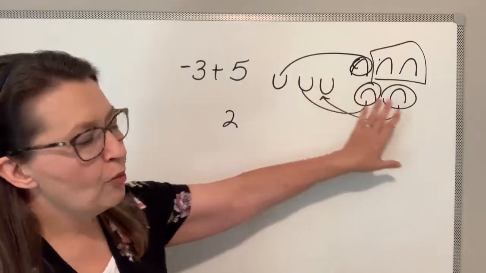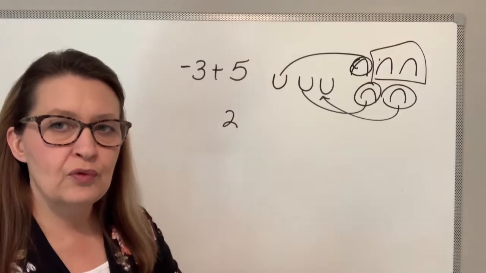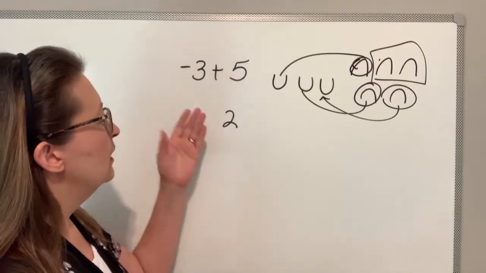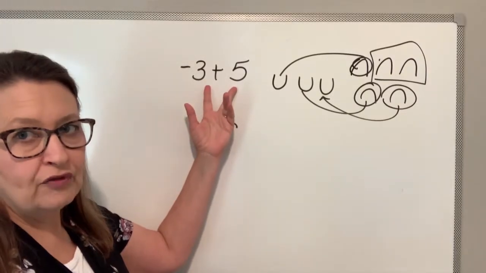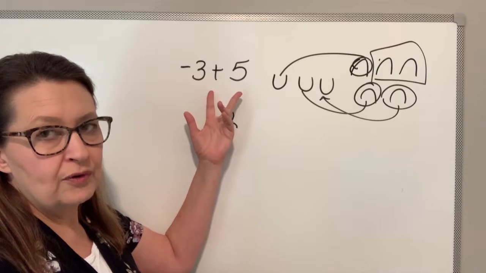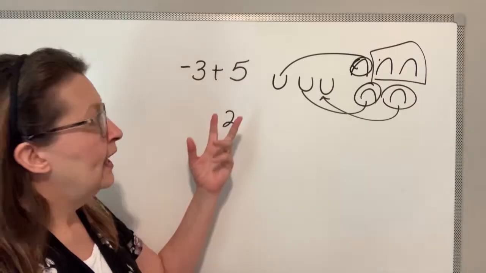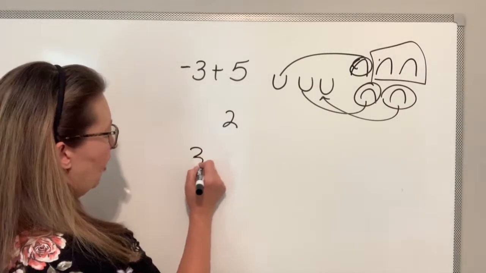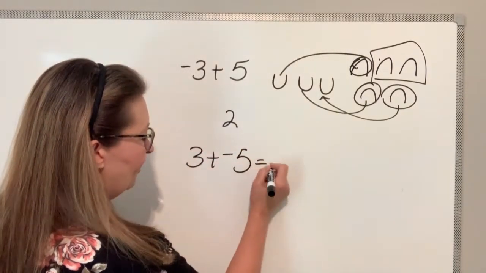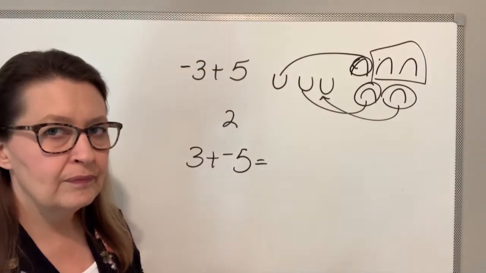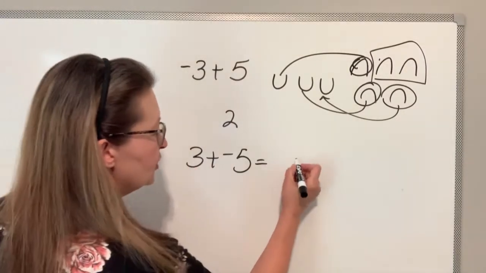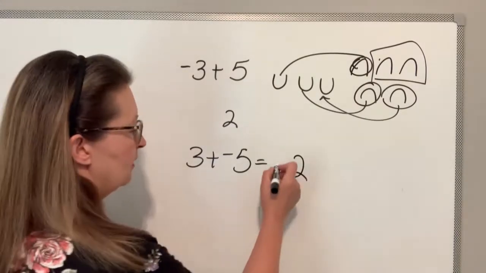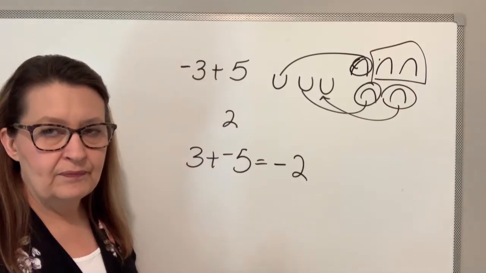So instead of having to draw piles out every time, you can just know the rule. I'm showing you why the rule works so that you don't have to do this every time. You subtract the small one from the larger, and then take the sign of the larger number. So if I had positive 3 plus negative 5, and I just apply the rule, 5 minus 3 is still 2, but this time the larger number is what? 5. So I'm going to have a negative answer.